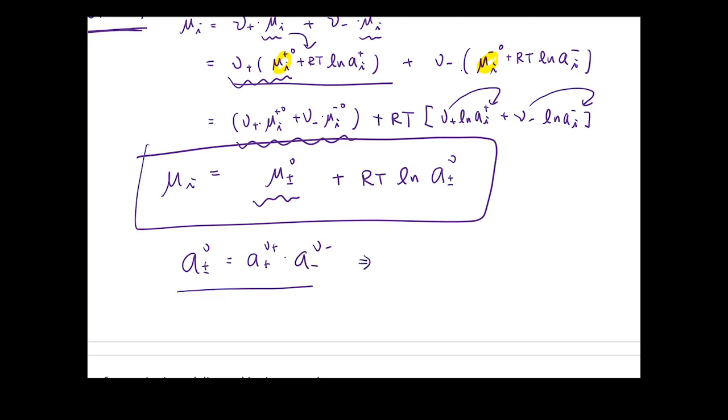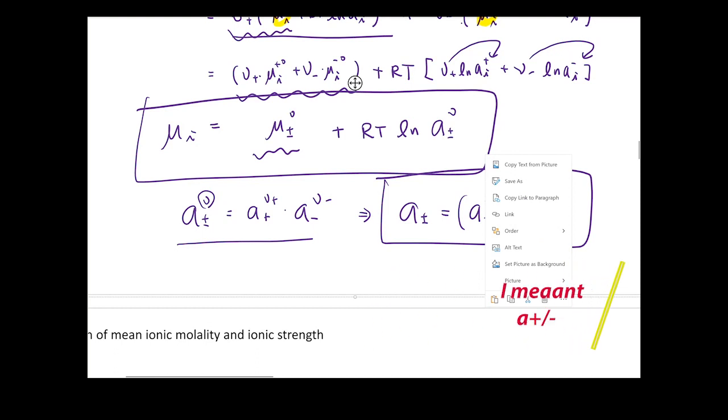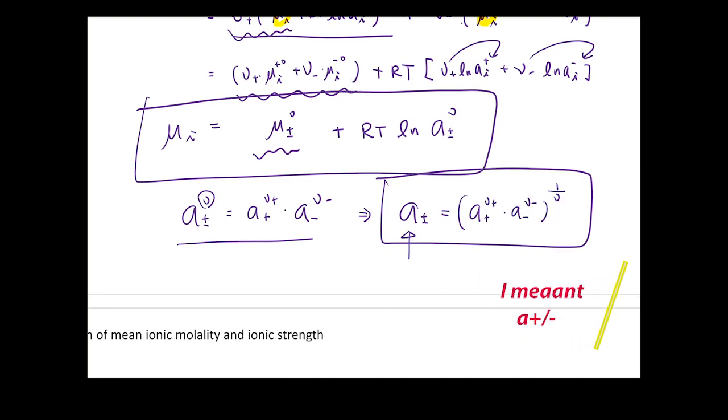So we can take the mu-th root, and a plus-minus will simply equal a plus to the mu plus power times a minus to the mu minus power, and take the mu-th root of that. We call this a plus-minus the salt activity.